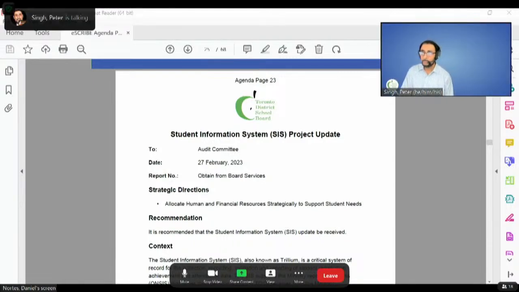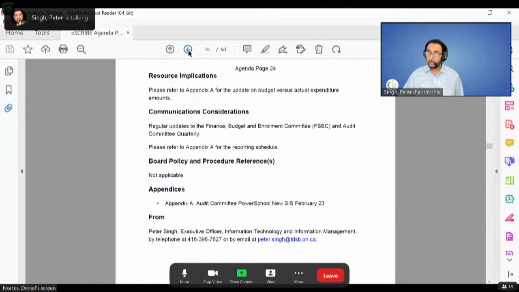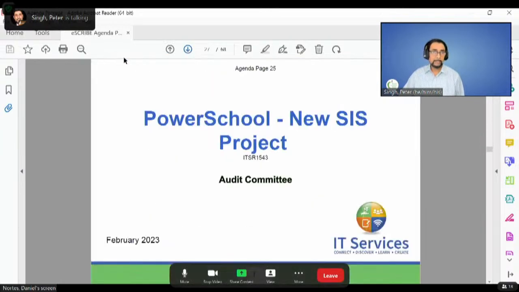This is the regular updates we have been bringing to the audit committee for the last 2 years. And part of the project commitment, there was an ask at the table that regular updates be provided to audit committee and finance committee as the team sees fit. So we've been on quarterly basis coming to this table. Next slide, please.